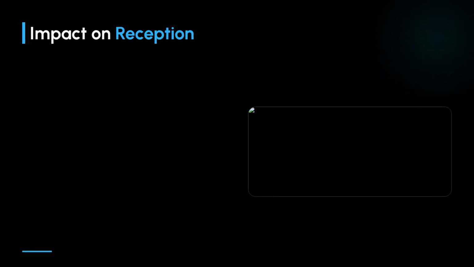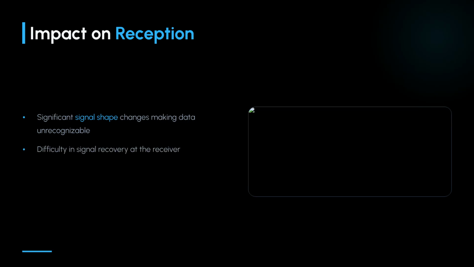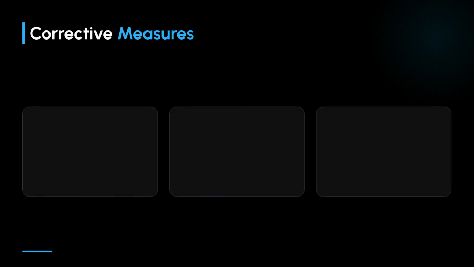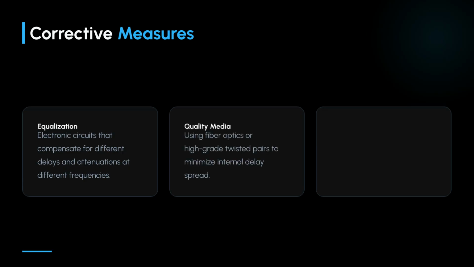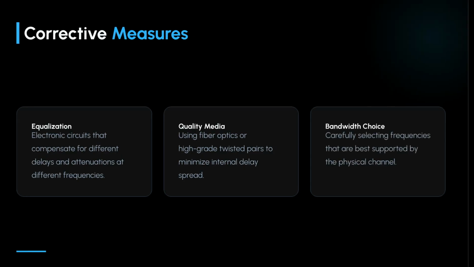Distortion significantly impacts reception by causing signal shape changes that make data unrecognizable. It creates difficulty in signal recovery at the receiver and leads to increased bit error rates in high-speed digital systems. Corrective measures for distortion include equalization, which uses electronic circuits to compensate for delays and attenuations. Using quality media, such as fiber optics, minimizes internal delay spread, and careful bandwidth choice selects optimal frequencies.